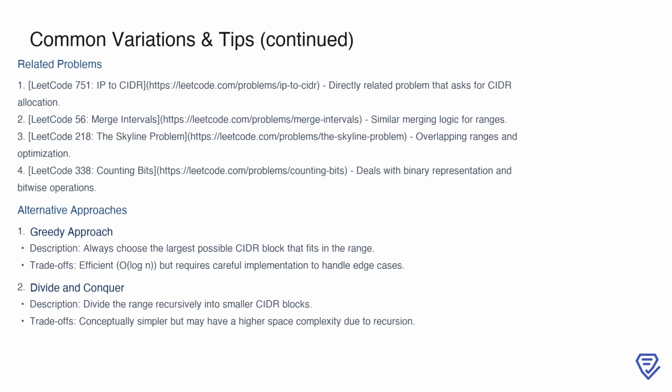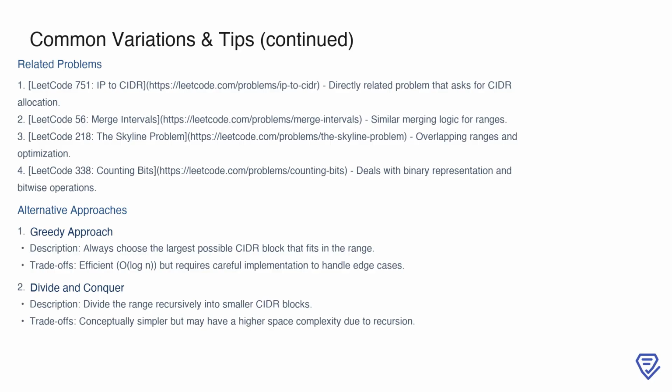This problem shares similarities with several others you may encounter. For example, LeetCode 751, the problem we're discussing, directly focuses on CIDR allocation. LeetCode 56, Merge Intervals, involves similar logic for merging ranges, while LeetCode 218, The Skyline Problem, deals with overlapping ranges and optimization. Additionally, LeetCode 338, Counting Bits, emphasizes binary representation and bitwise operations, which are key techniques for solving IP to CIDR. Beyond these related problems, there are alternative approaches to consider.